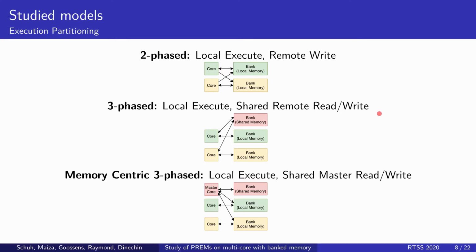The next model is the 3 phase one, where we have the same execute phase behavior. We add a read phase, but we also have now a global shared banked memory where all the read and write operations access. So we potentially have interference coming from any read or write operation. And the last studied model is the memory-centric 3 phase, and here we have the same behavior for the execute phase, but now we have a master core that sequentializes all the memory accesses to this global shared banked memory. So interference is not possible, as we'll see later on.